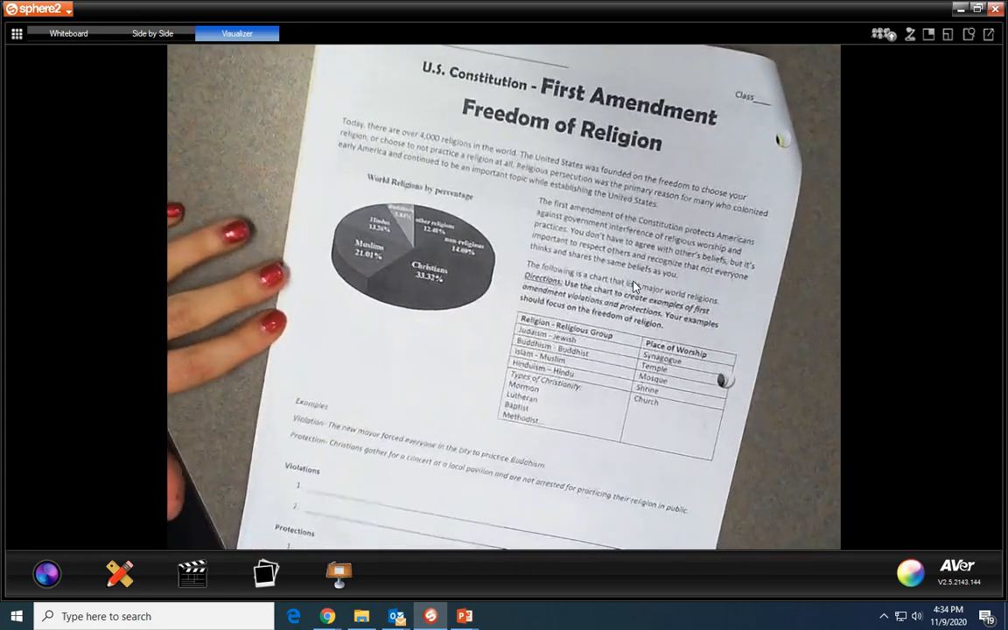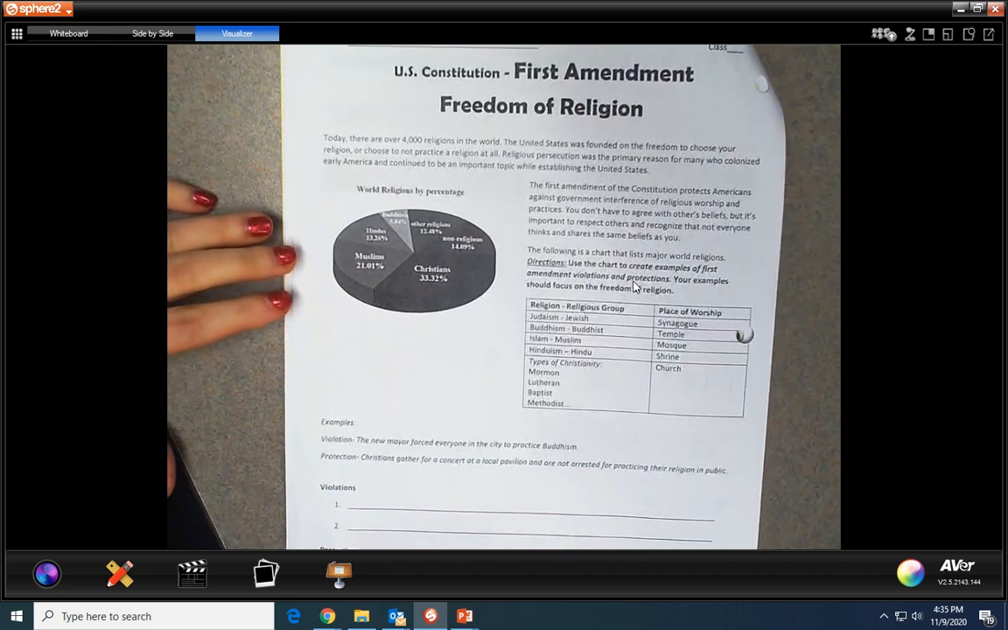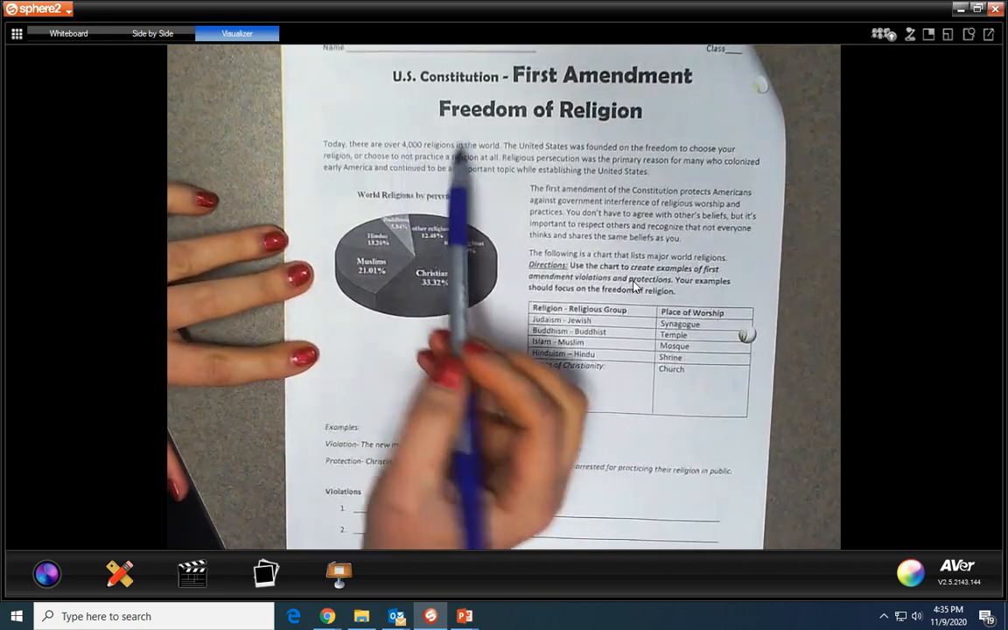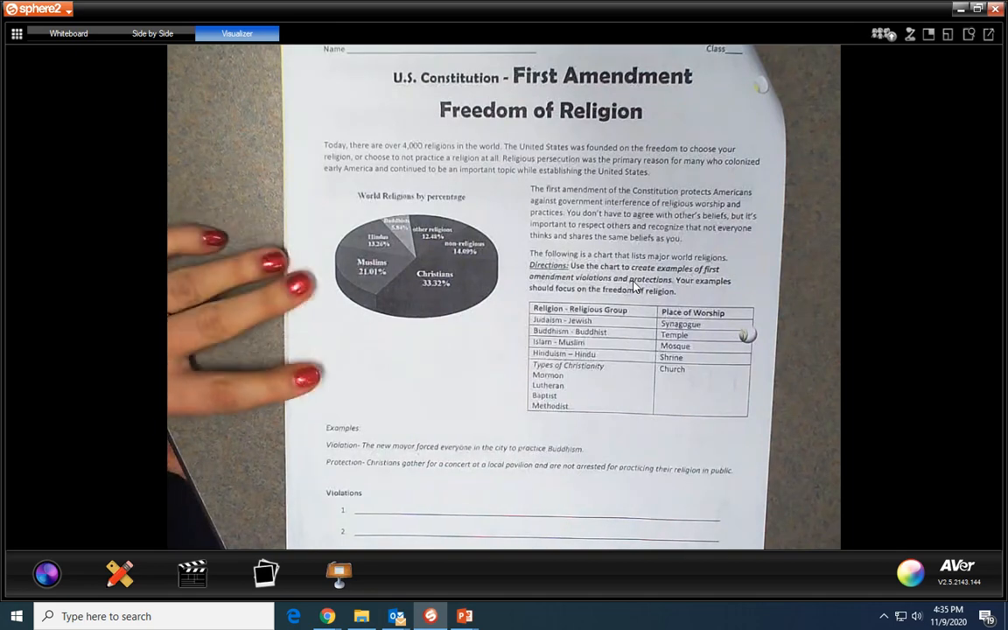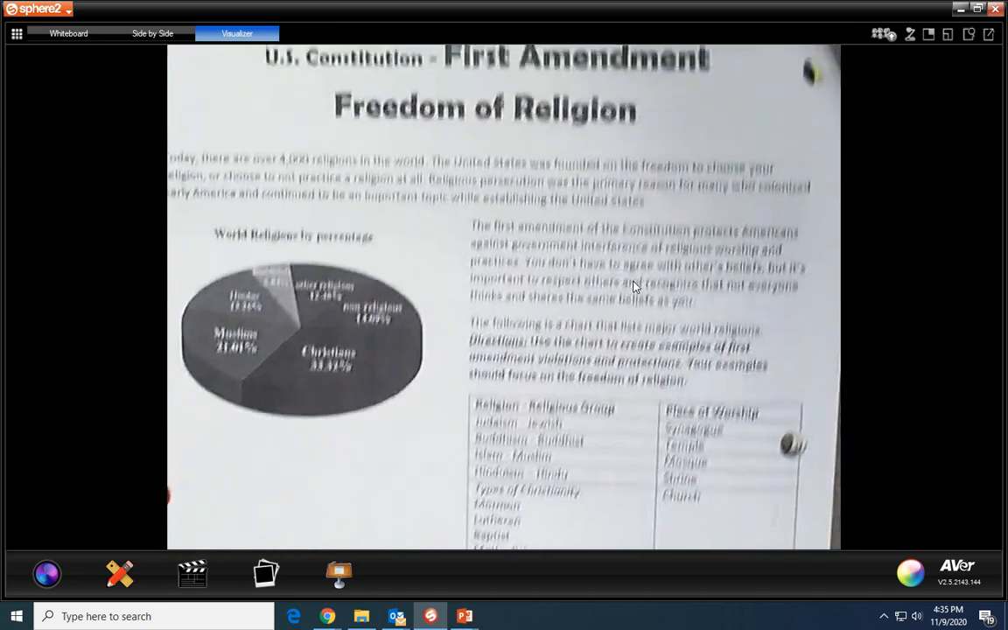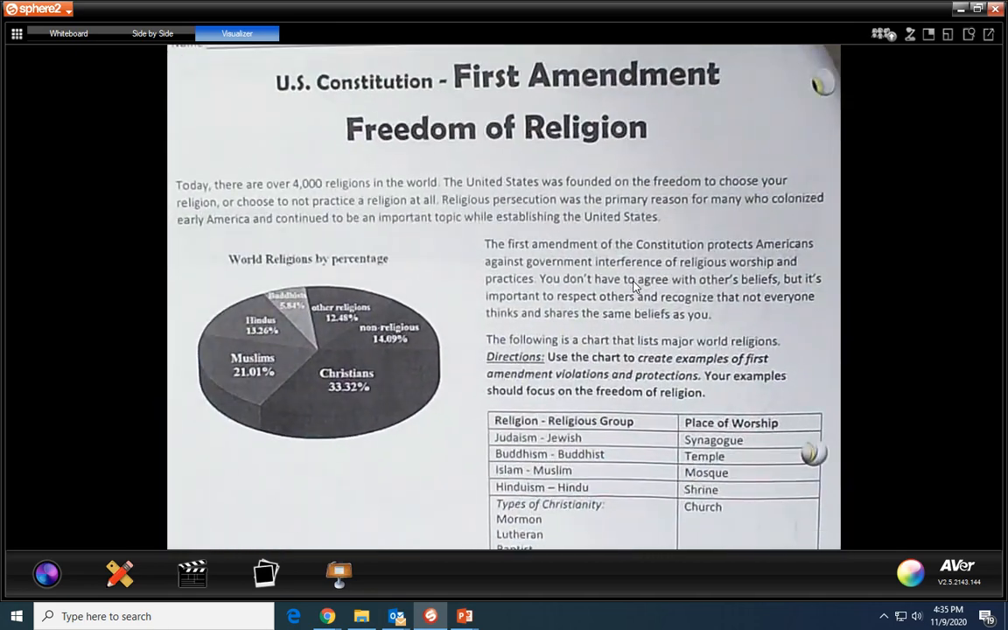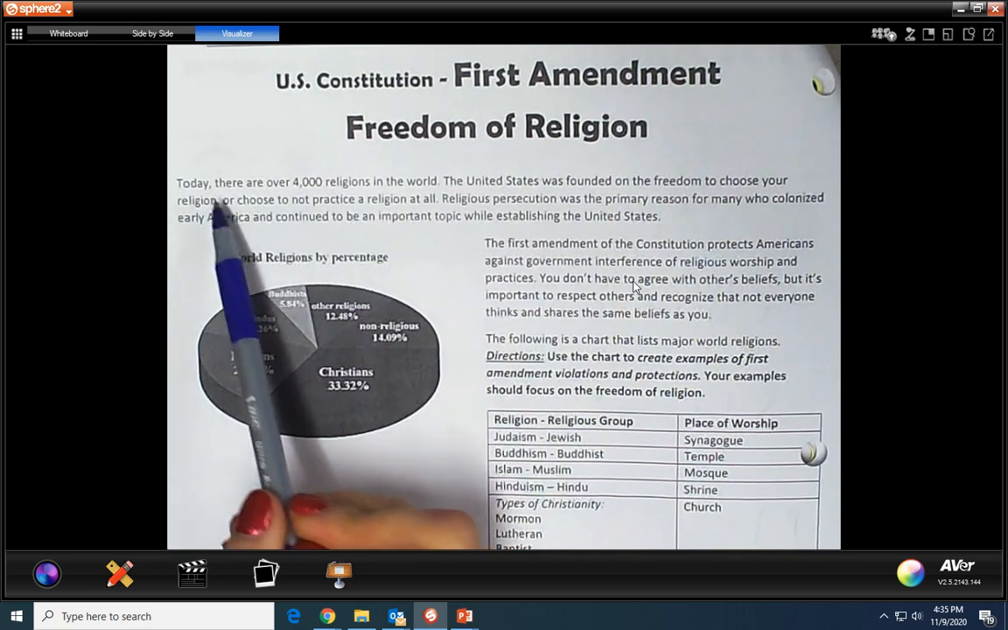Okay, so now I'm going to go to your next assignment, which says the United States Constitution, First Amendment, freedom of religion. Here's why I created this: I noticed a lot of students didn't understand some basic things about other religions. So when they saw an example on a test, they were not able to answer it because there's things they didn't know. So I'm going to read this part to you right now.